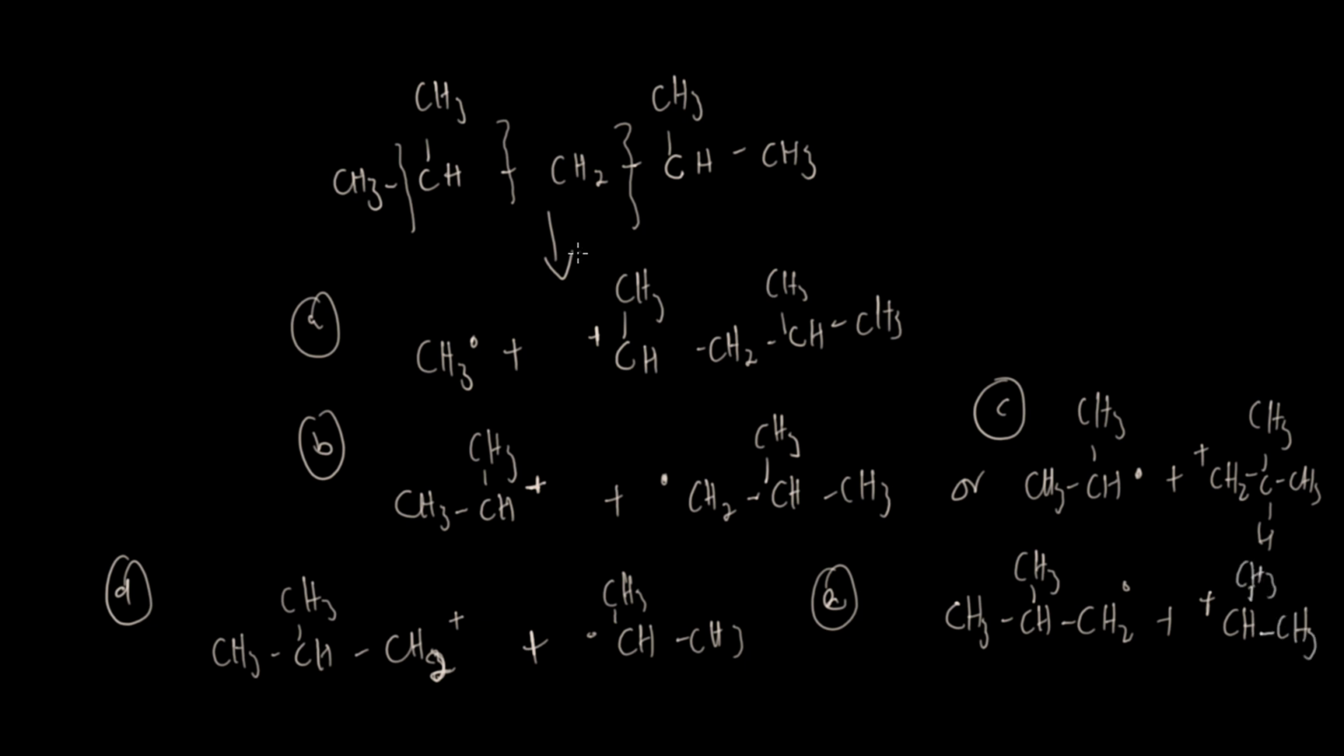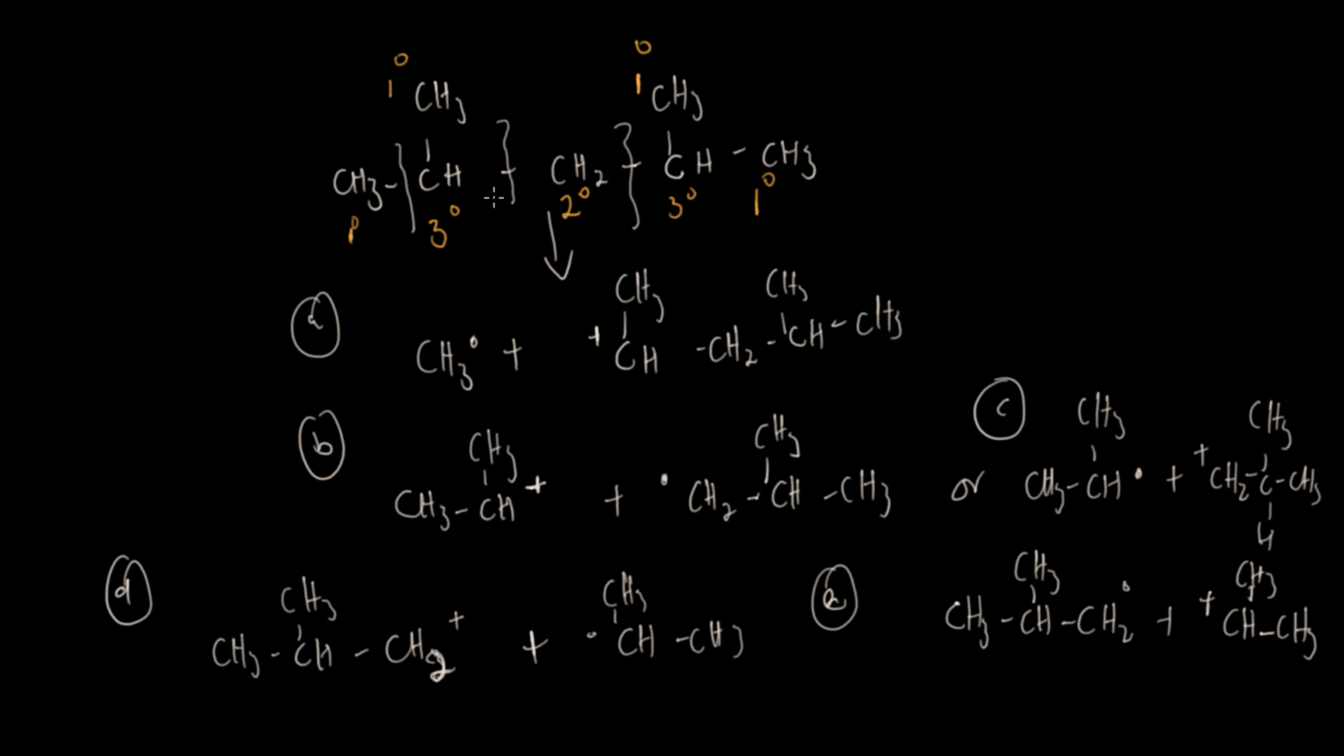But it's important to note that this is a primary carbon. This one is attached to this and this, so this one is a tertiary carbon. This one is a primary carbon. This one is a secondary carbon, attached to two carbons. This one is 1, 2, 3, a tertiary carbon. This one is primary, attached to just one carbon.